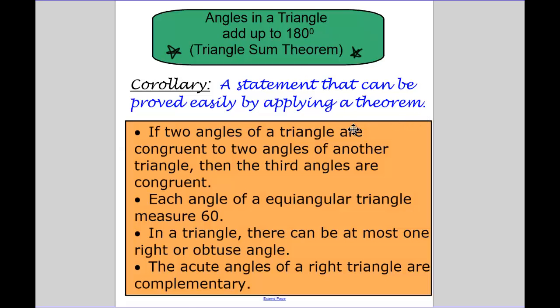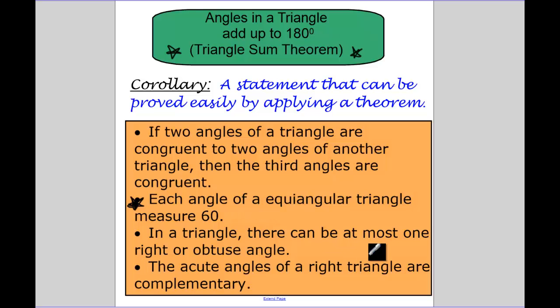So some corollaries. If two angles in a triangle are congruent to two angles of another, then the third angles are congruent. Meaning if you have two angles in a triangle congruent to two angles in another triangle, the thirds are also going to be congruent. We don't use that a ton, but this next one we use. Each angle in an equiangular triangle measures 60 degrees. Because all the angles are the same and they add up to 180, therefore they all have to be 60.